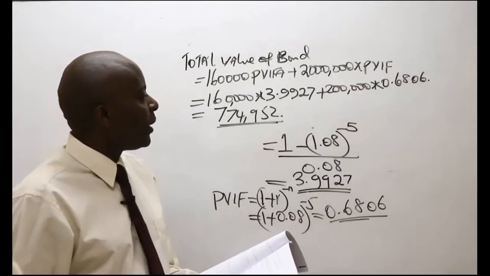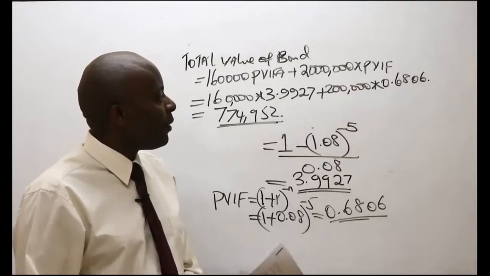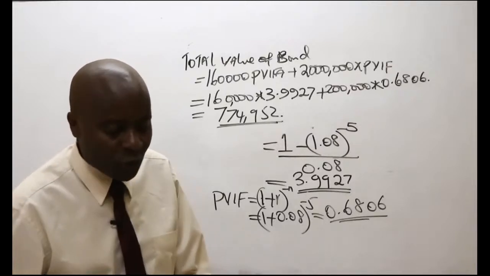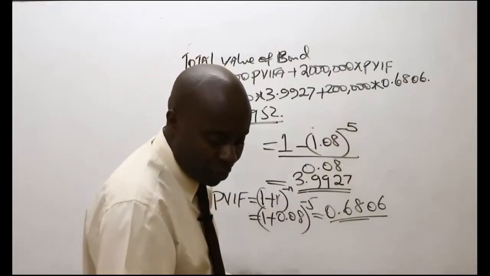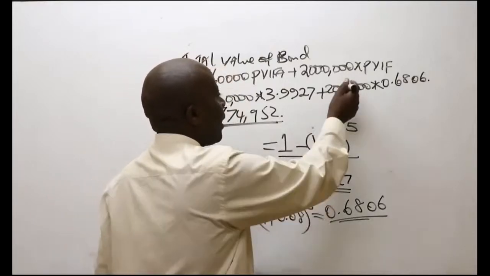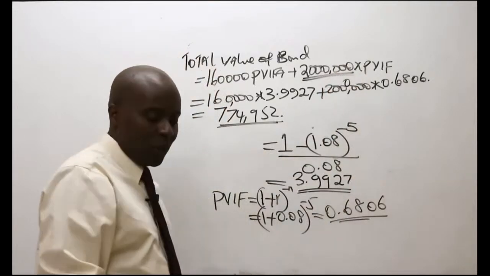Now, ladies and gentlemen, let us look at this very well. Yep, I've seen something here. This is supposed to be 2 million, not 200,000. Please rectify there. It's supposed to be 2 million, because you can see here, 2 million. So if it's 2 million, let us rectify that.